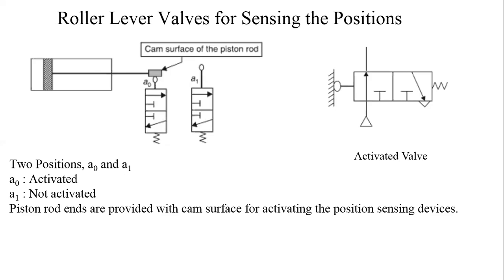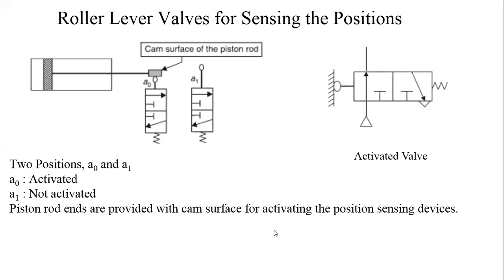So how to know about it? To sense such a position, lever valves are used, roller lever valves. These roller lever valves are called the valves used for sensing the positions. Let me clarify over here, you should understand, a push button valve is not used for sensing position. Is that okay? Push button valve is not used for sensing the position. You agree with this or not?